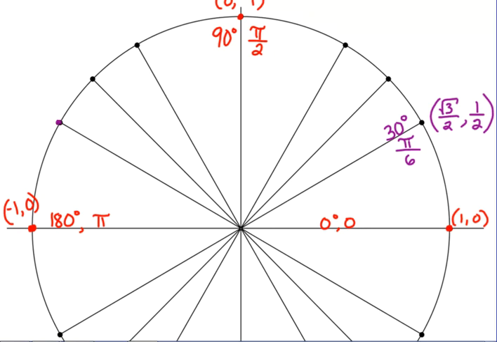Which would be right over here. Okay, it's the same point. It has the same x distance. It has the same y distance. But since we've gone to the left, the x-coordinate is negative. So it's negative square root 3 over 2, positive 1/2. That angle is 150 degrees, or 5 pi over 6 radians.